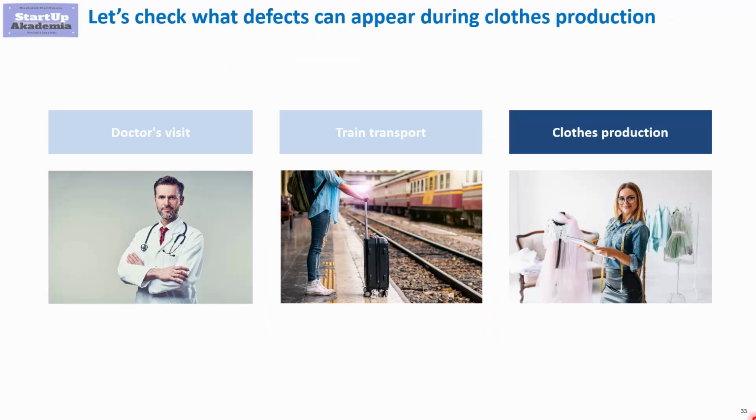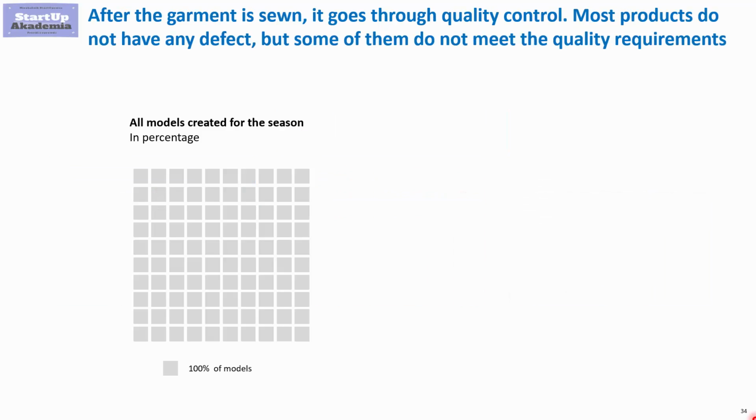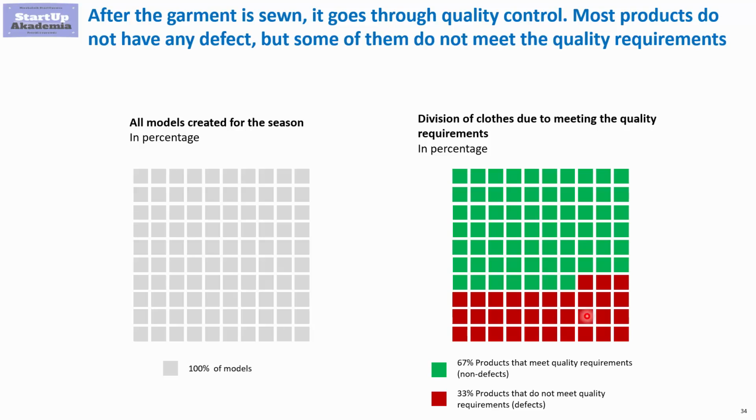Now, the last example, it's the production of clothes, so something from the fashion industry. And here, the small squares are not customers, but rather models that we have created for the season. Now, if the model meets the quality requirements, then we assume that this is a good product. And then if it does not meet, obviously this would be a defect. And let's say we got something like that. So 67% of the products met quality requirements, so there are no defects, and 33% are defects.